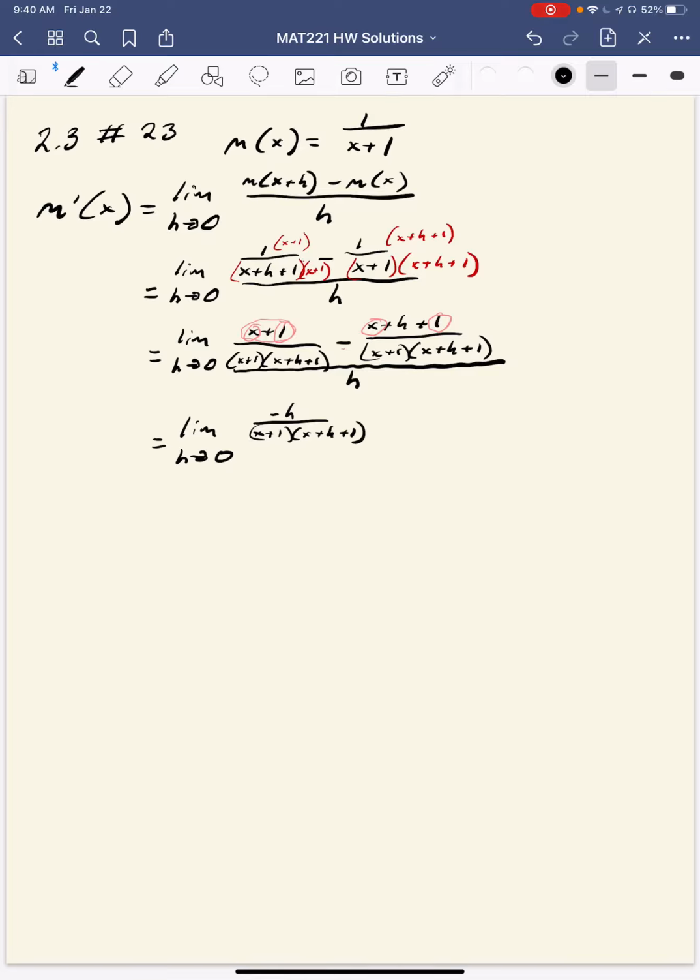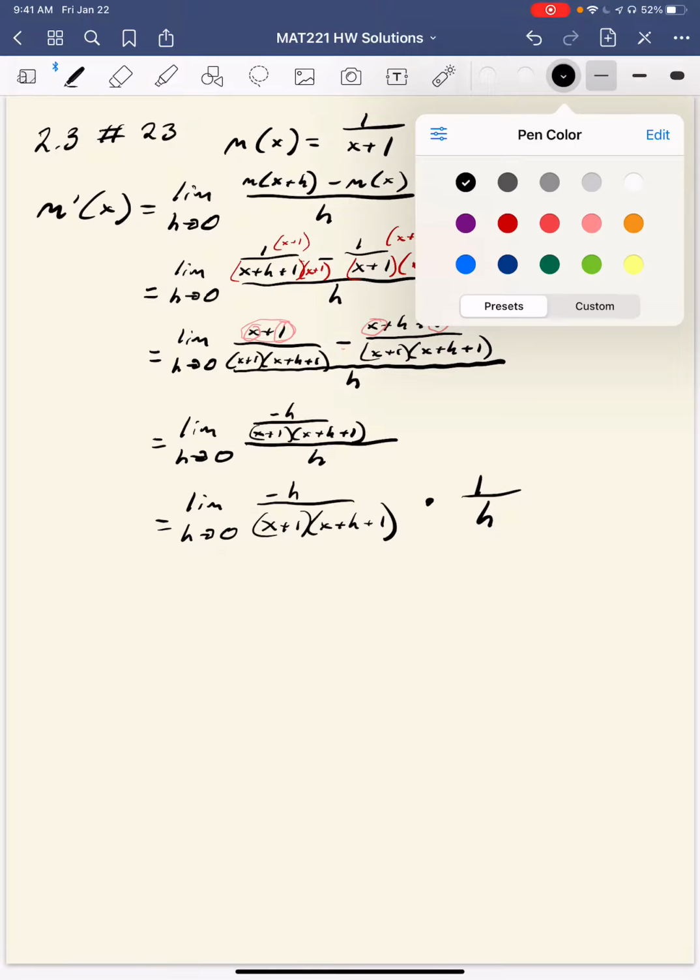Now I'm going to use the fact that division in fractions is the same thing as multiplying by the reciprocal. So this all is equal to the limit as h approaches 0 of negative h over x plus 1 times x plus h plus 1, multiplied by, so instead of dividing by h, I'm going to multiply by the reciprocal of h, which is that.